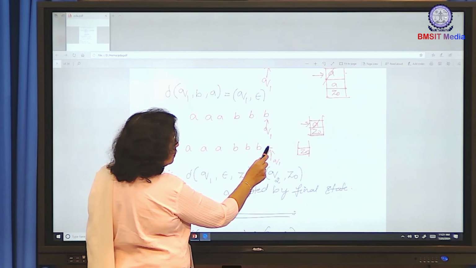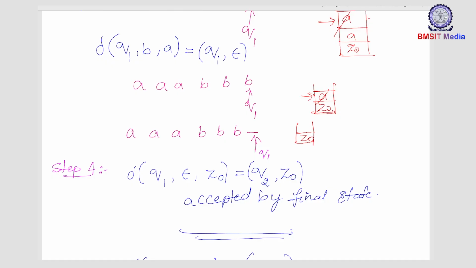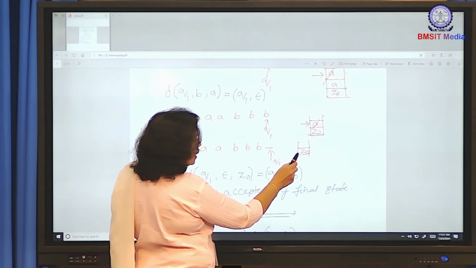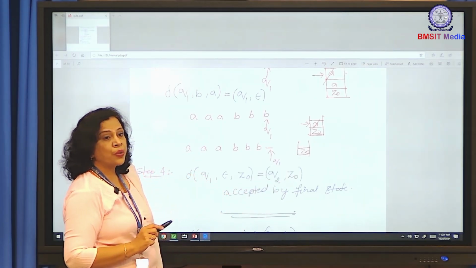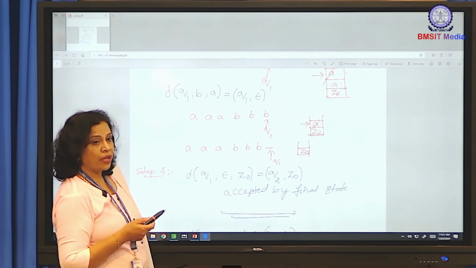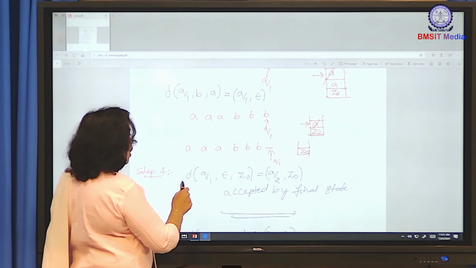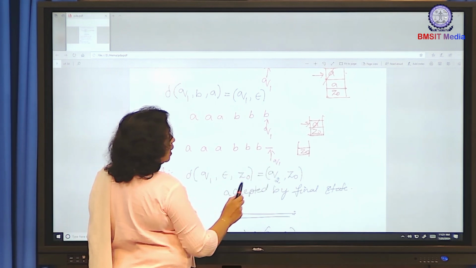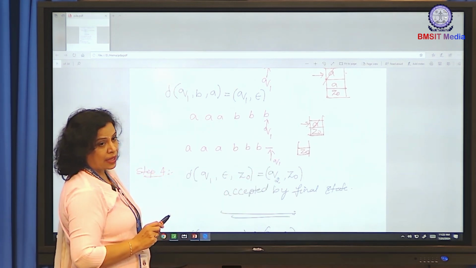So what is the input here? Now the input is epsilon. All my input has already been processed. What about the content of the stack? There is only Z0 in the stack. All the A's have been popped. So now for this state, I will have to write the transition.